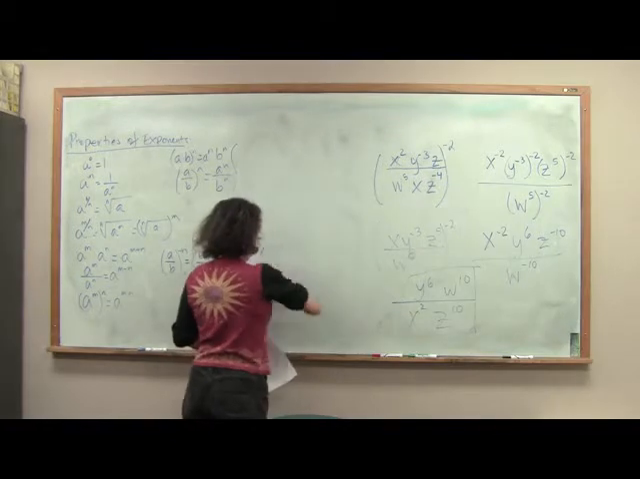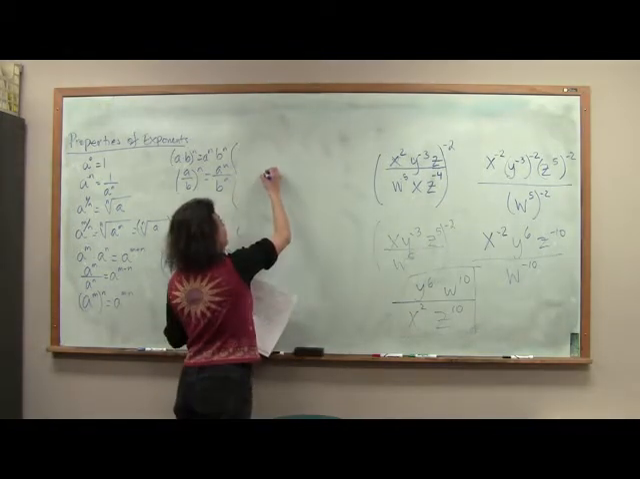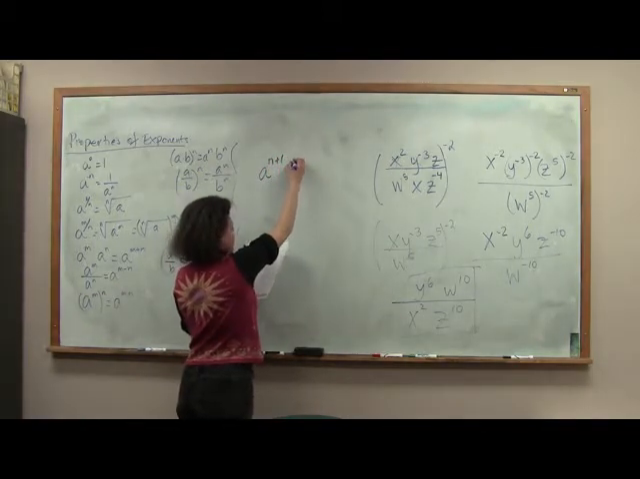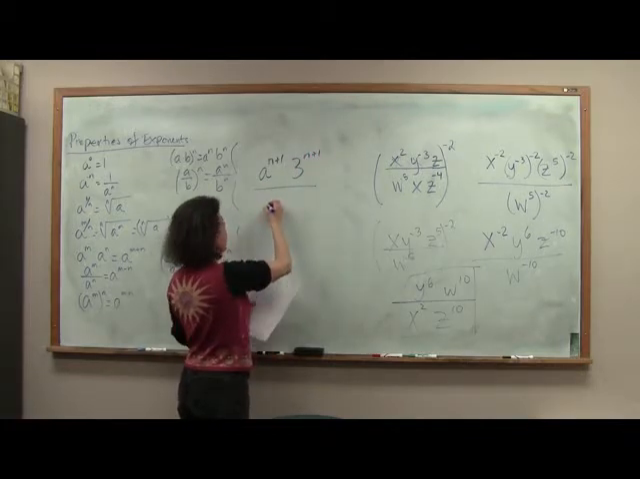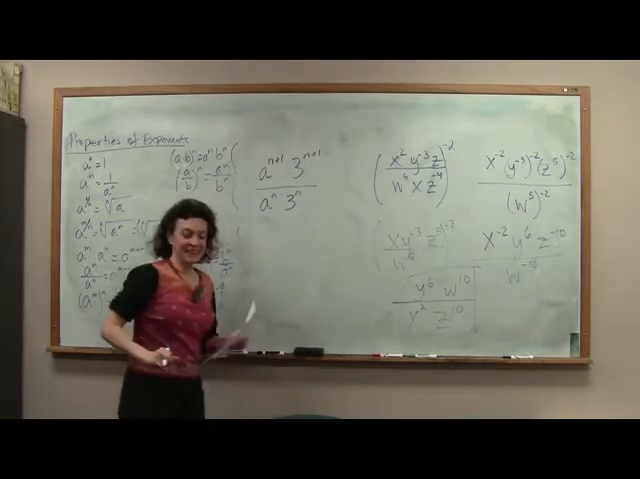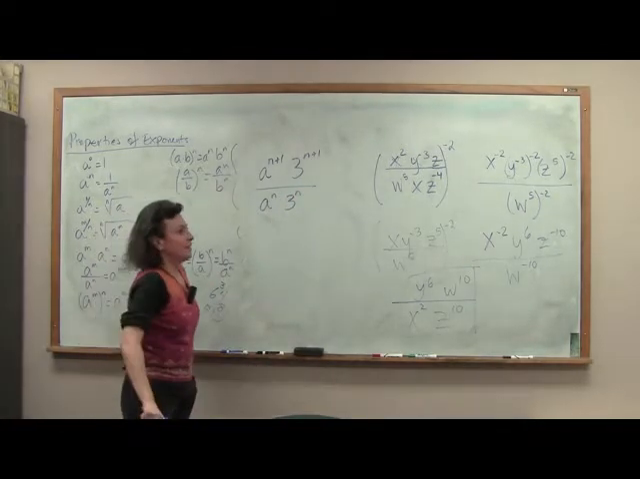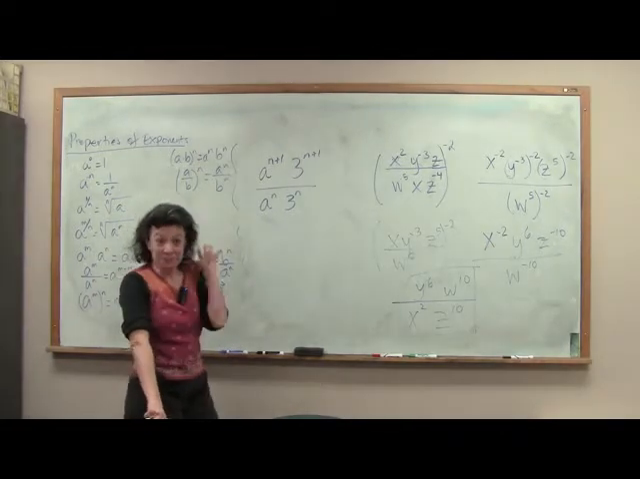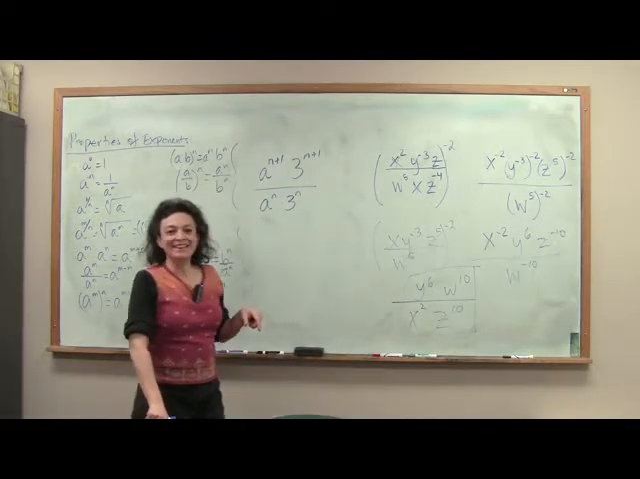All right, so two more that I would like to do. What if I have a to the n plus 1 times 3 to the n plus 1 divided by a to the n times 3 to the n? All right, well, notice no negative exponents. At least that's a positive, no pun intended.